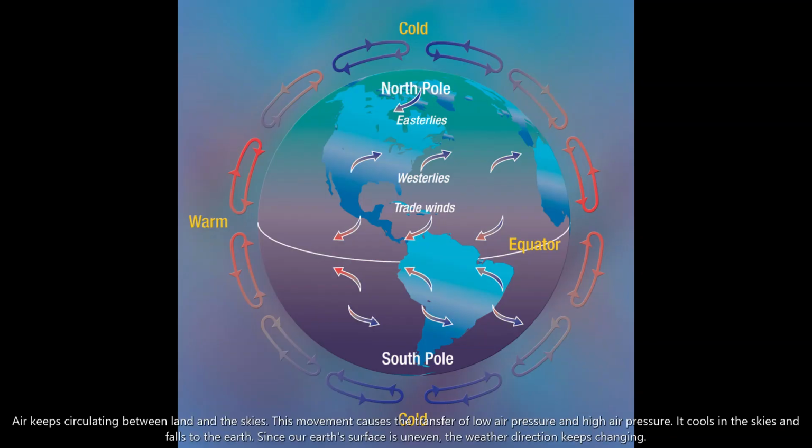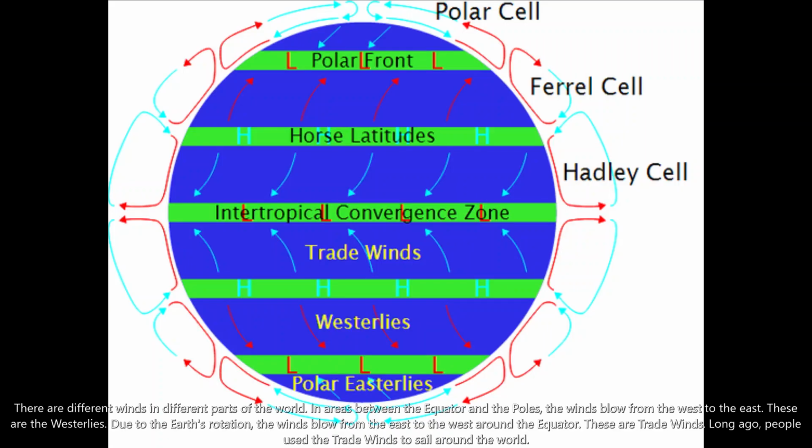Air keeps circulating between land and the skies. This movement causes the transfer of low air pressure and high air pressure. It cools in the skies and falls to the earth. Since our earth's surface is uneven, the weather direction keeps changing. There are different winds in different parts of the world.